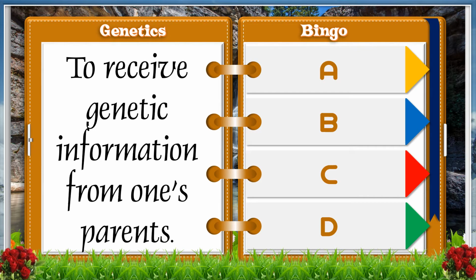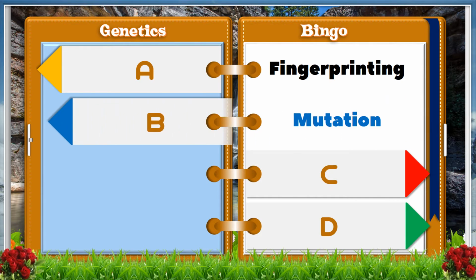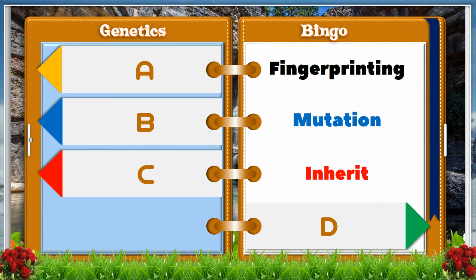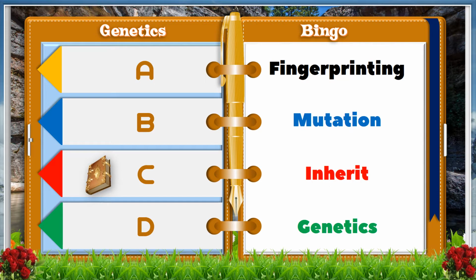To receive genetic information from one's parents. A. Fingerprinting. B. Mutation. C. Inherit. D. Genetics. And the answer is C. Inherit.